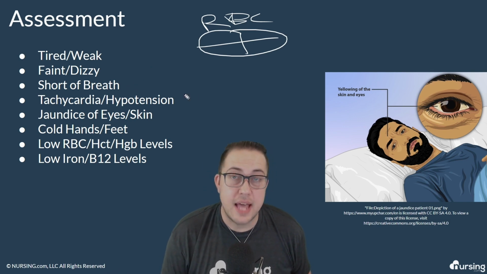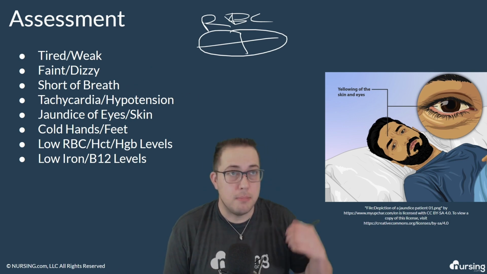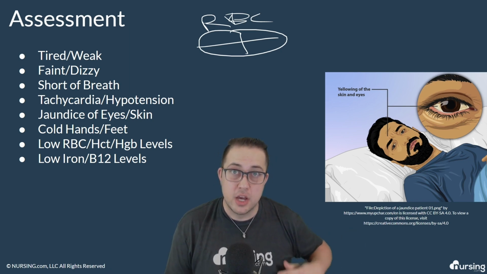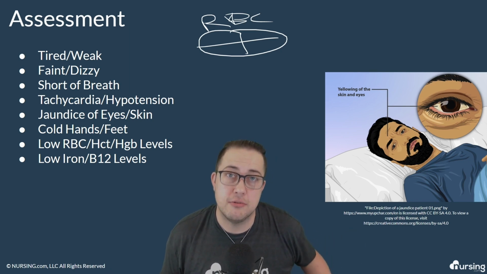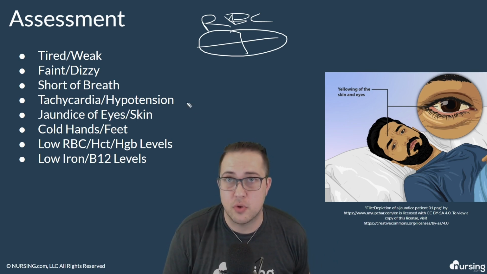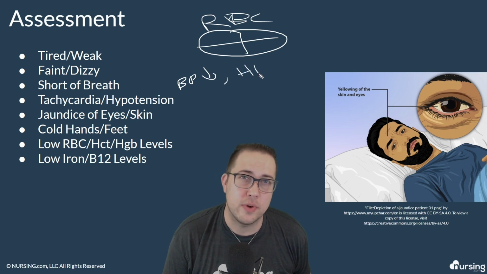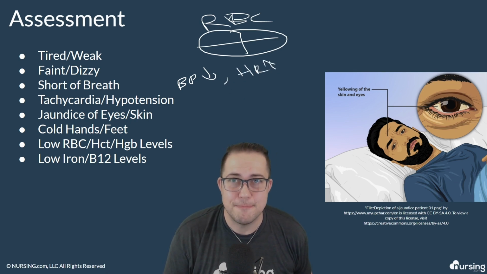Very common: tachycardia and hypotension, maybe in instances such as a GI bleed or hemorrhagic volume loss, right? You're losing blood, you're losing volume, your blood pressure is going to drop, hypotension, and your heart rate is going to increase in an attempt to compensate.